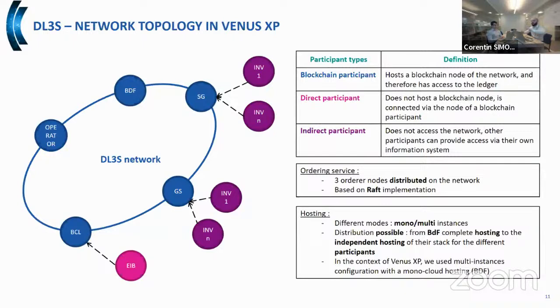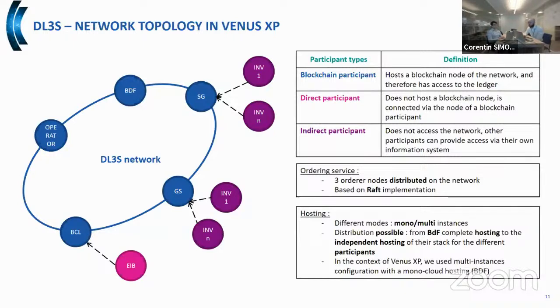If we come back to the technical stack that I presented previously, they are hosting every layer of the stack, obviously. We have EIB, the European Investment Bank, that is a direct participant. So all the layers, but no blockchain node, so no Hyperledger peer, and it is connecting via the node of another blockchain participant, in this case Banque Centrale du Luxembourg, to retrieve and push the necessary information to the DLT.